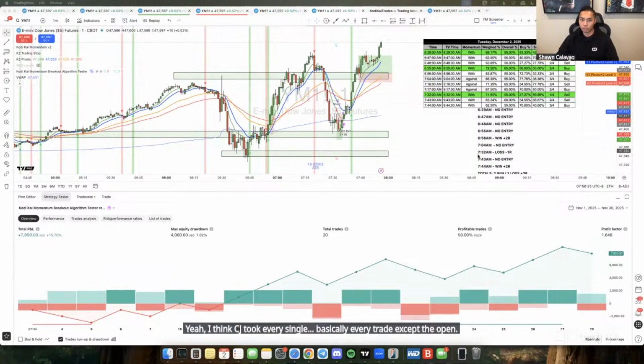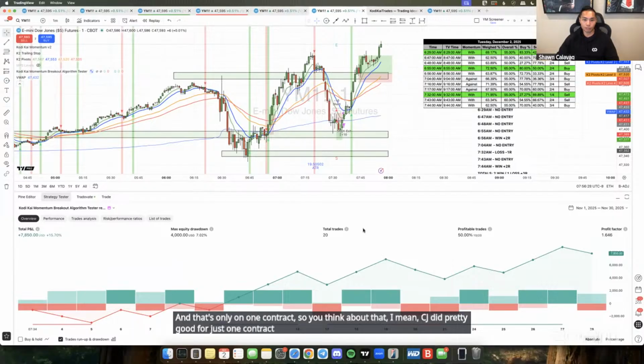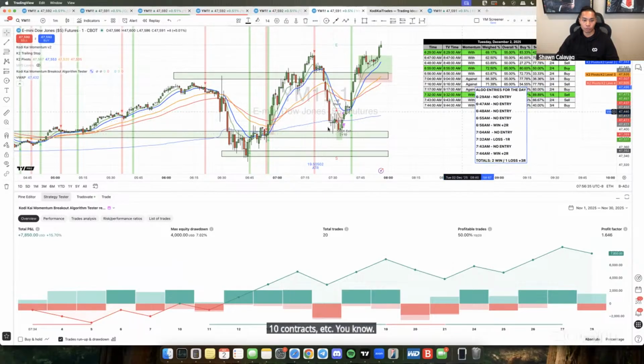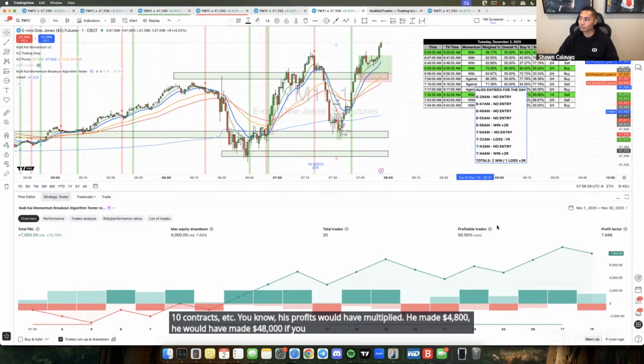And that's only on one contract. So you think about that. I mean, CJ did pretty good for just one contract. If he upped the contract size a little bit, 5 contracts, 10 contracts, etc., his profits would have multiplied. He made 4,800. He would have made 48,000 if he did 10 contracts.